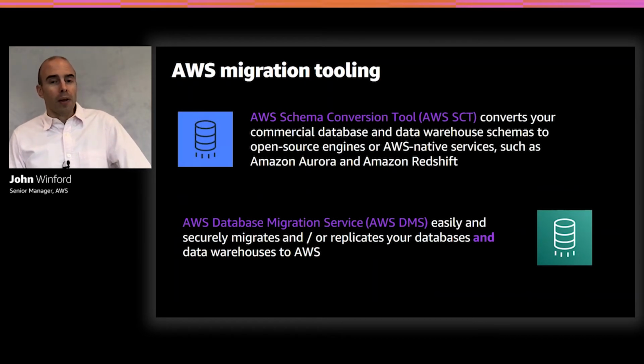All right, so what is our goal with our migration tooling? Basically, it's all about allowing customers, you that is, to choose the best data platform for your needs. It's all about database freedom. So the two tools we use to primarily achieve this are the Schema Conversion Tool, which converts your commercial database and data warehouse schemas to open source engines or AWS native services such as Aurora and Redshift. And then, of course, once you've converted the schema, you've got to move the data. And that's where the Database Migration Service comes in. It allows you to securely migrate your data or replicate it from on-premises to the cloud or between systems in the cloud. Or if for whatever reason you need to get a copy of it back to on-prem, DMS can also help you there.